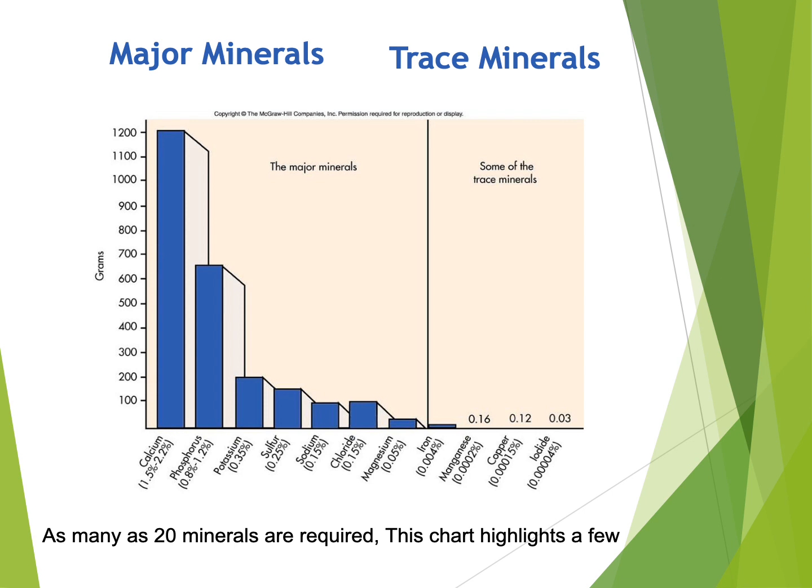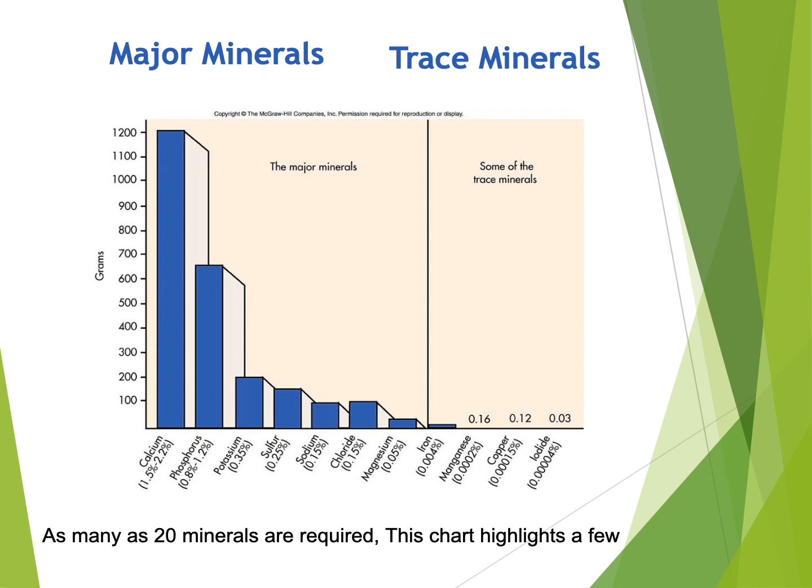In this slide, we have a small chart of major minerals and trace minerals and how much we need to take from them daily. As you can see, the major element will be calcium, and of course, these measurements are in milligrams. So for calcium, we need around 1200 milligrams daily. This is followed by phosphorus, potassium, sulfur, sodium, chloride, and magnesium. Also, you can notice how very little we need of trace minerals like iron, manganese, copper, and iodine.